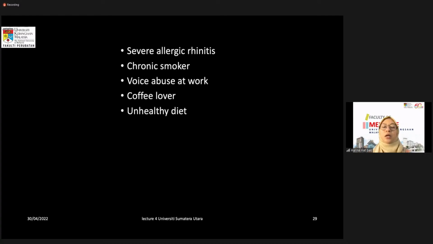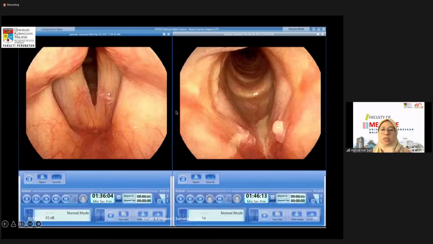A patient who has allergic rhinitis, a chronic smoker, uses voice a lot at work, loves to drink coffee, and has been taking an unhealthy diet. This is his larynx on the right hand side at presentation. You can see that the patient has a small polyp.